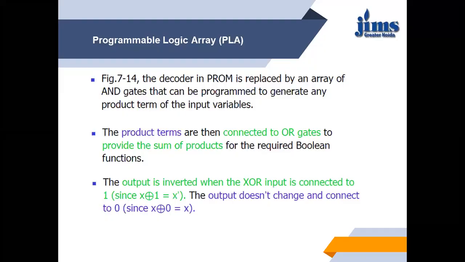The output is inverted when the XOR input is connected to 1, as XORing X and 1 equals X bar. The output doesn't change when it connects to 0, since X XOR 0 is X. So it is nothing but what we have studied in the parallel adder subtractor. Whenever one input of the XOR gate is 1, then the output of the XOR gate will be the complement of the input. Whenever it is 0, then the output will be X, the same input. That is the concept, because we are going to complement the output function.